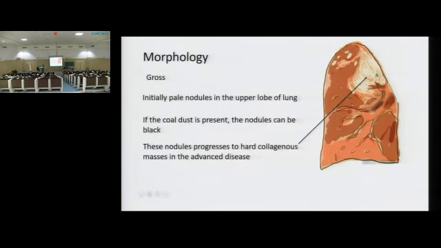In a similar pictorial diagram, you can see that initially these nodules are pale in color and are usually in the upper lobe of the lung. If coal dust exposure is present in these patients, they may have blackish discoloration. And these nodules progress to hard collagenous masses in advanced stages, which we call the silicotic nodule.